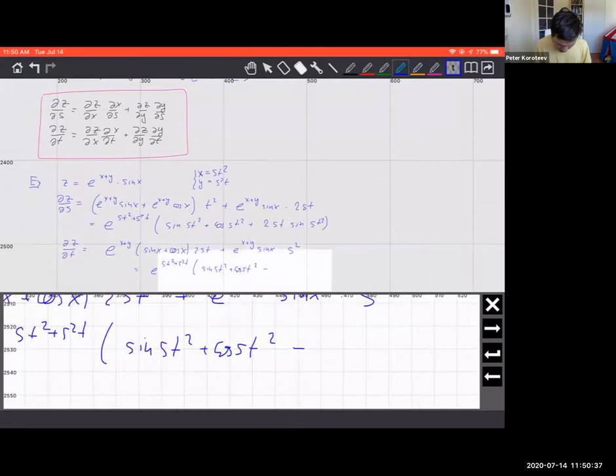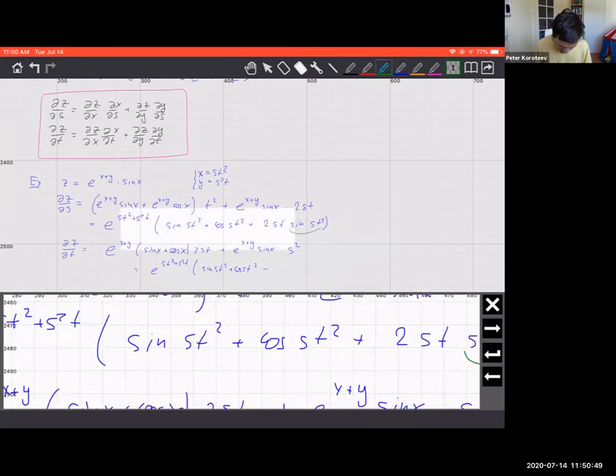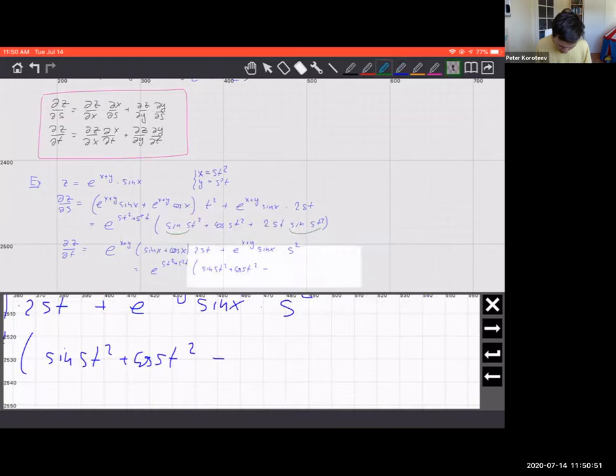Sine goes with a factor of, so you can collect terms together, right? So we can collect sine here and sine here. T squared times s squared. Okay. So it's a straightforward calculation.